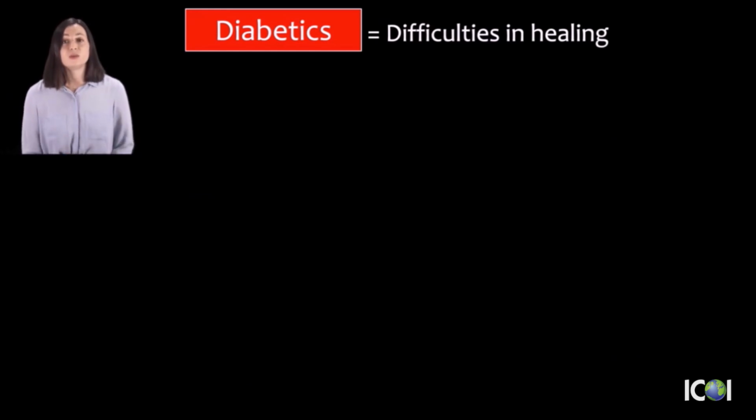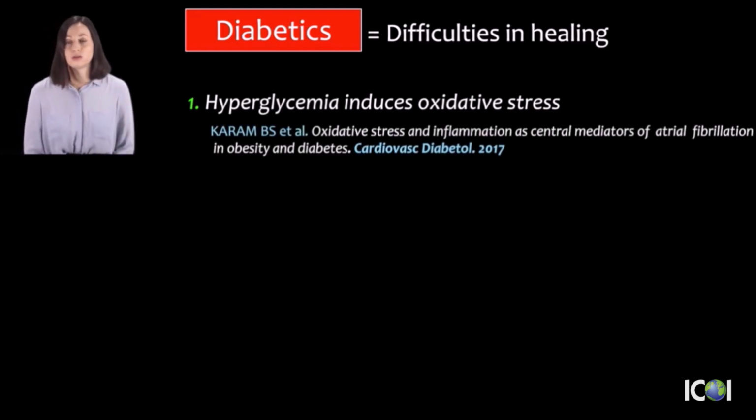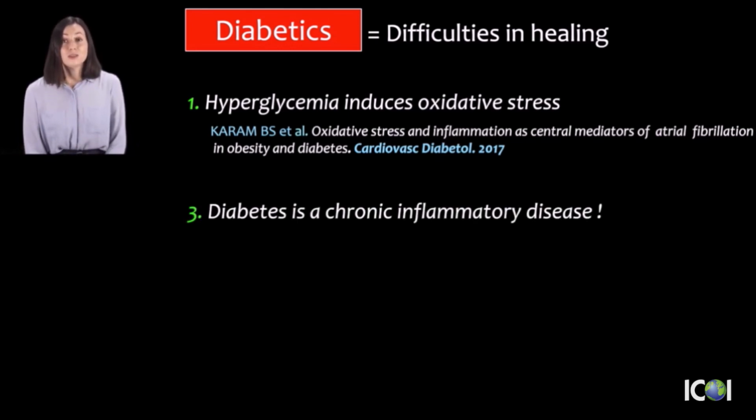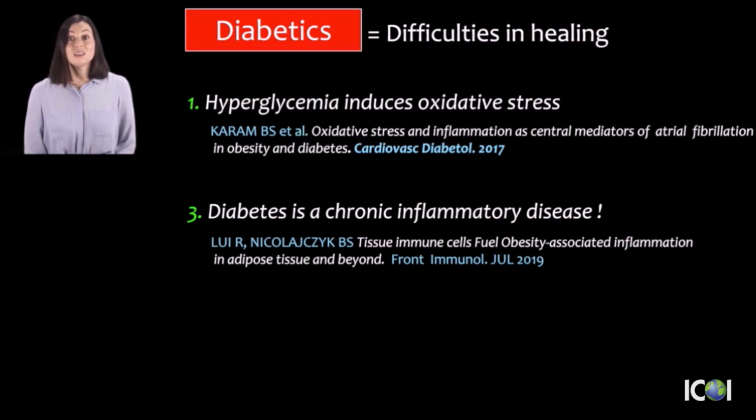The diabetics, for example, we know that they have difficulties in healing. Actually, hyperglycemia induces oxidative stress. But more recently, we know that diabetes is a chronic inflammatory disease. And this explains why sometimes we do have complications in diabetics even when the diet is balanced.